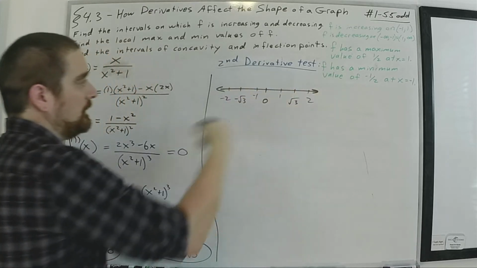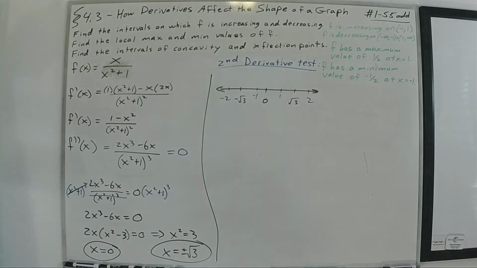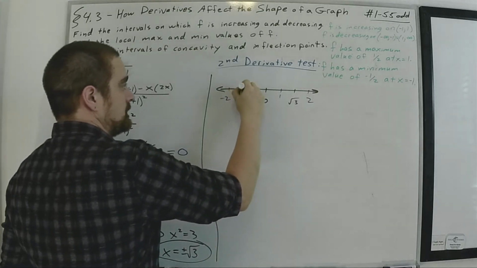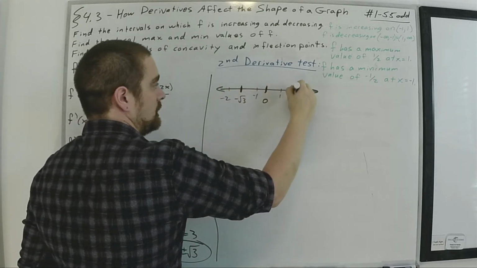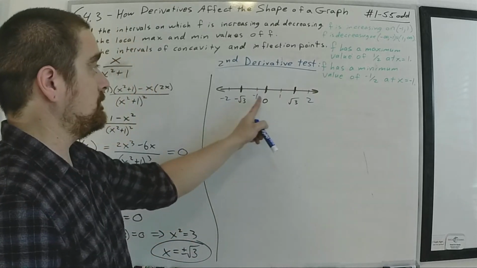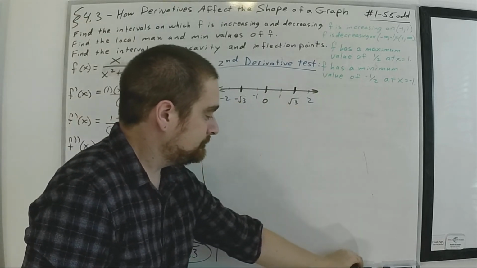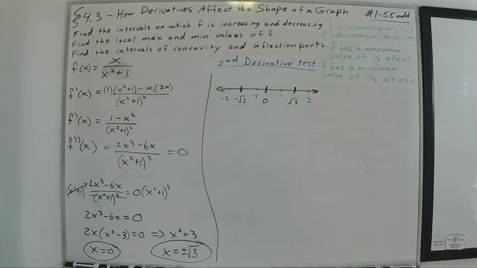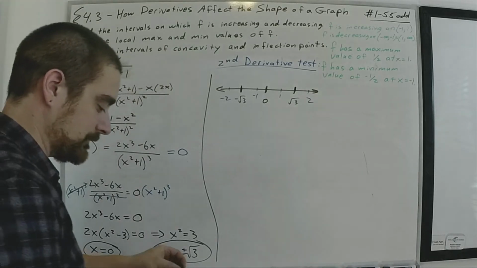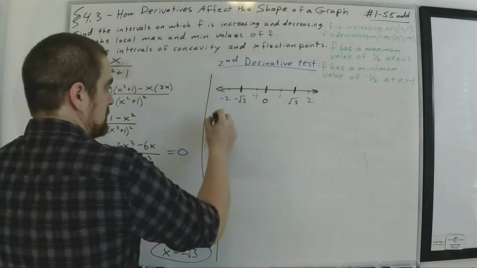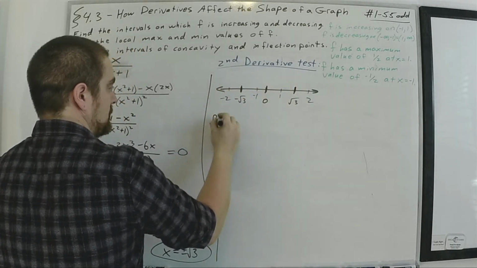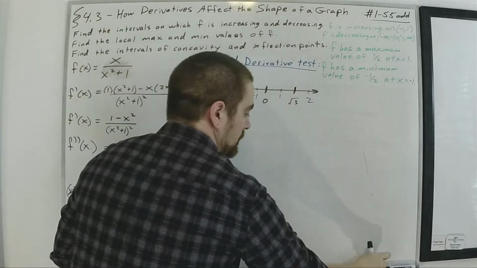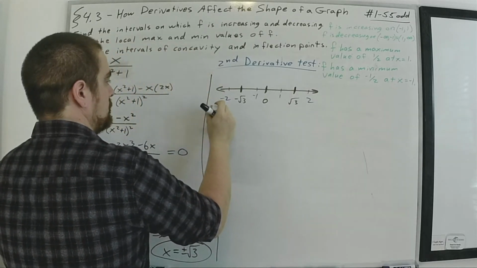Your test points should be in between those possible choices for your inflection points. Make sure you're getting some nice numbers, and again, make sure you put these in order. Okay, so now let's go for taking the second derivative and testing it using my test points.